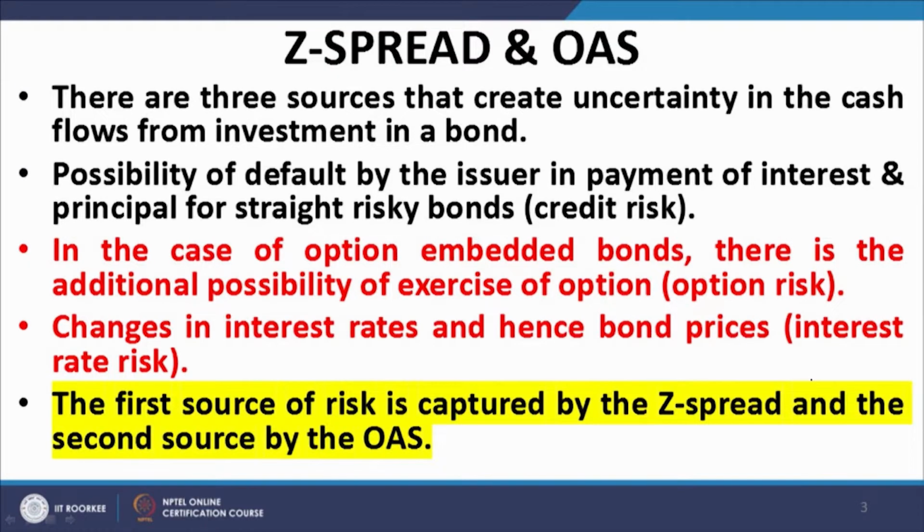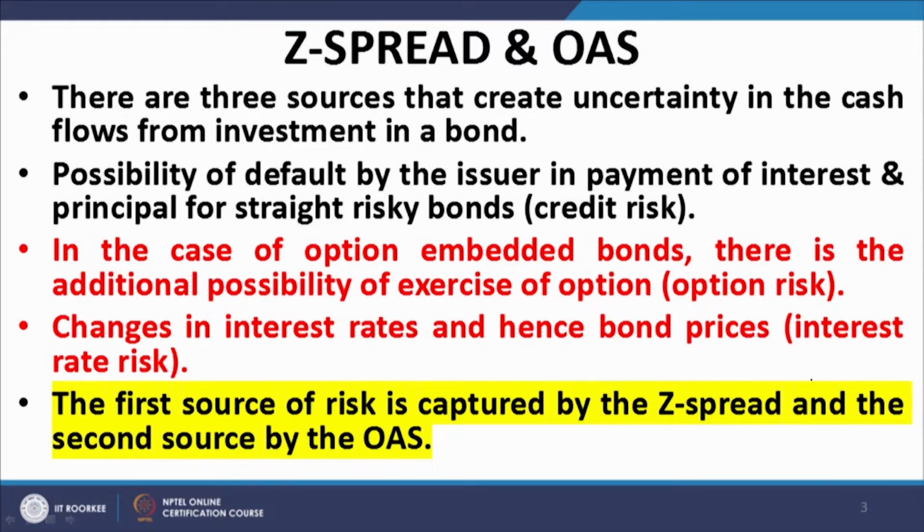There are three sources that create uncertainty in the cash flows from the investment in a fixed income security. Number one is the possibility of default, that is, the issuer of the bonds defaults on the payment of the principal or the interest thereon. This is called credit risk.